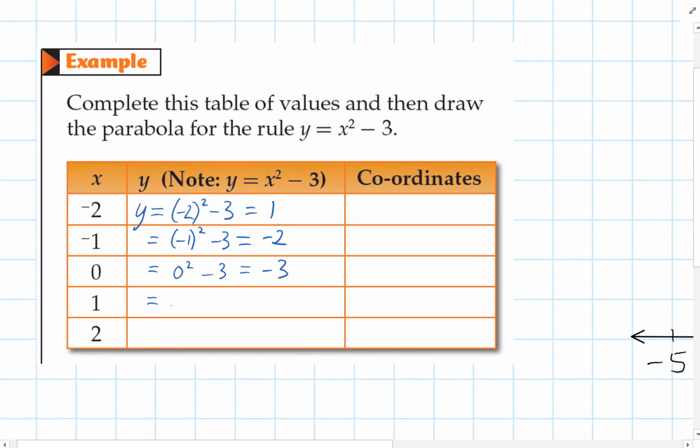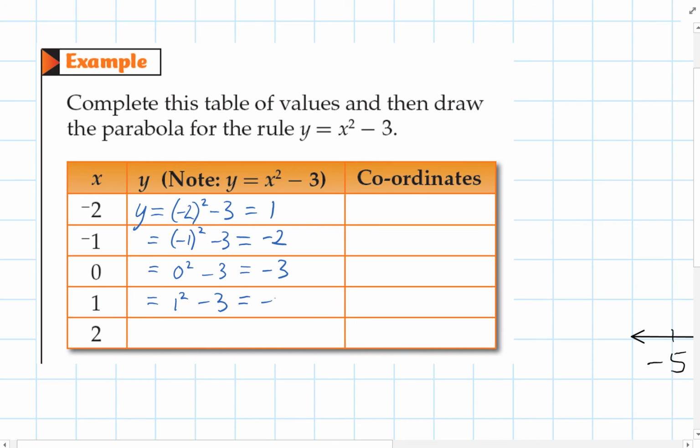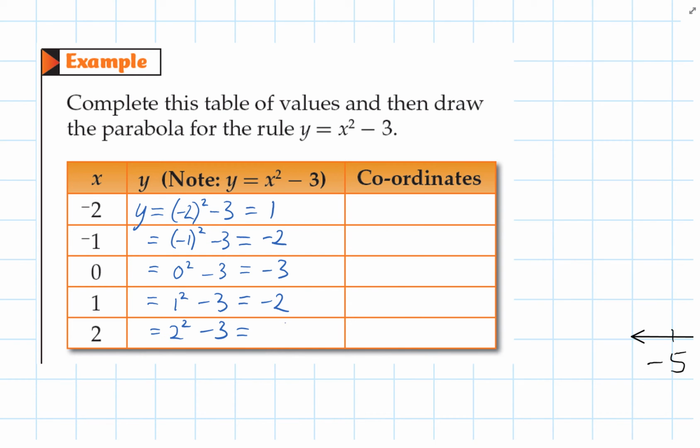The next one will be 1 squared minus 3, so we can go to our calculator for that one. 1 squared minus 3. Don't need brackets for 1 because it's not negative, so that's negative 2. And then we'll have 2 squared minus 3. So I'll put that into our calculator. 2 squared minus 3, and that gives us 1.